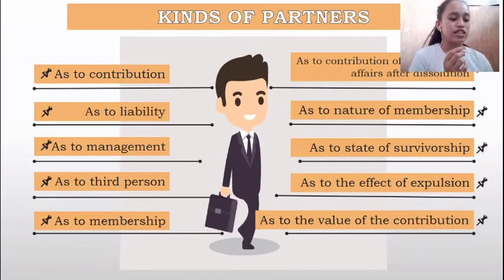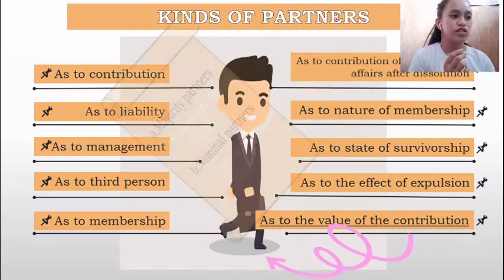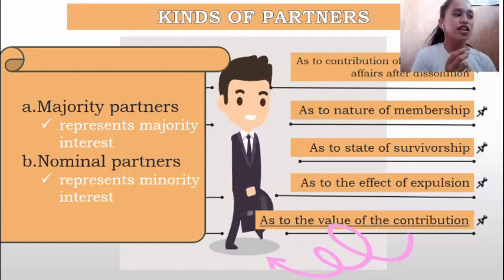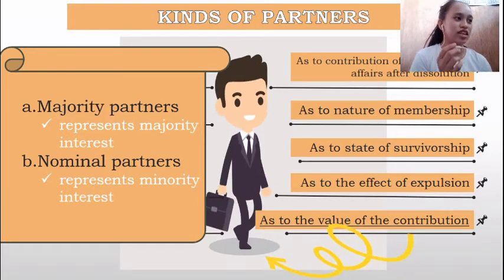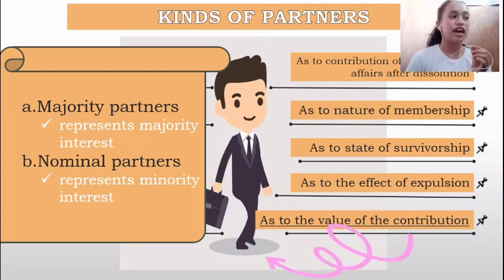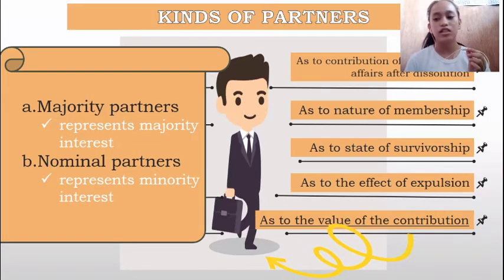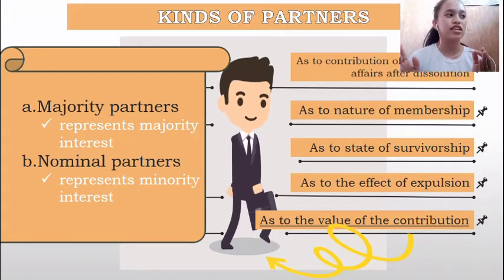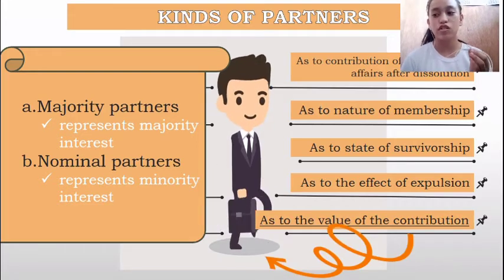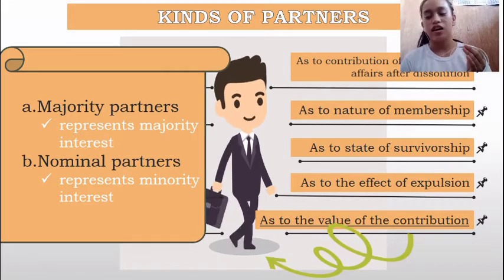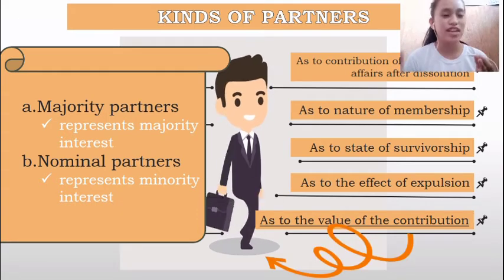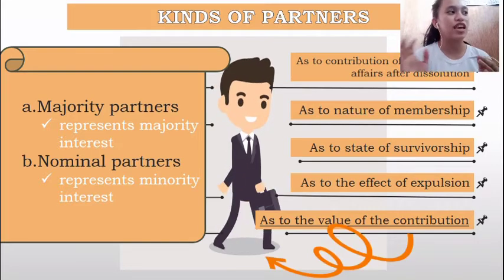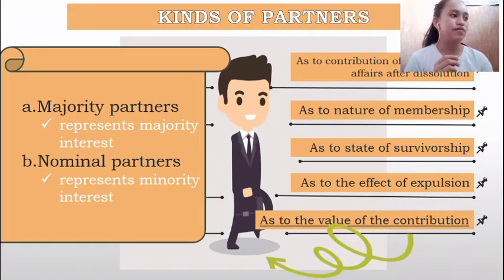And the last one, partners as to the value of the contribution. It could be majority partners and the nominal partners. Majority partners, from the word itself, represent majority interest, and the nominal partners represent minority interest. The majority partners control more than the nominal partners. The nominal partners are the minority, and the majority partners are the majority.